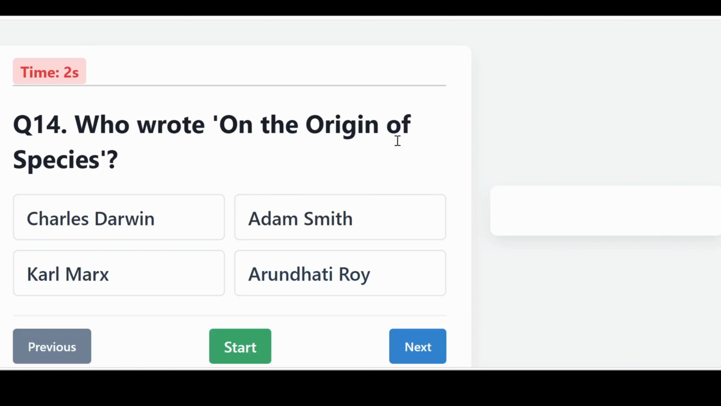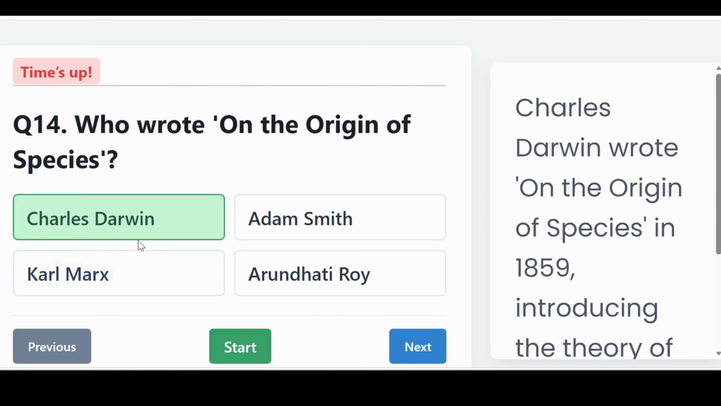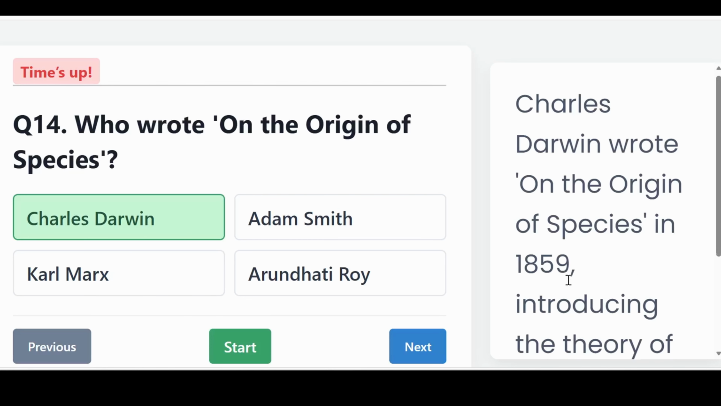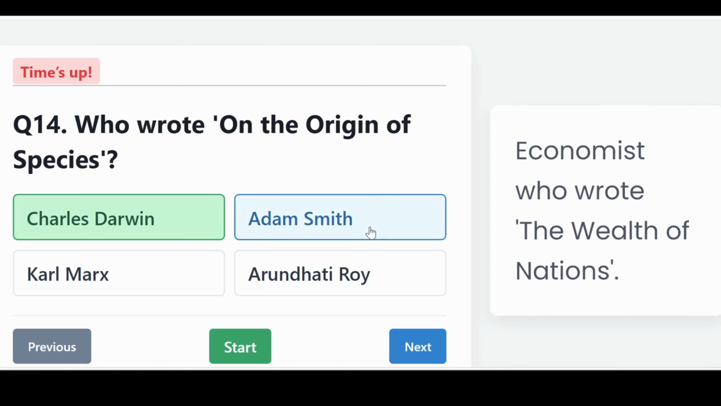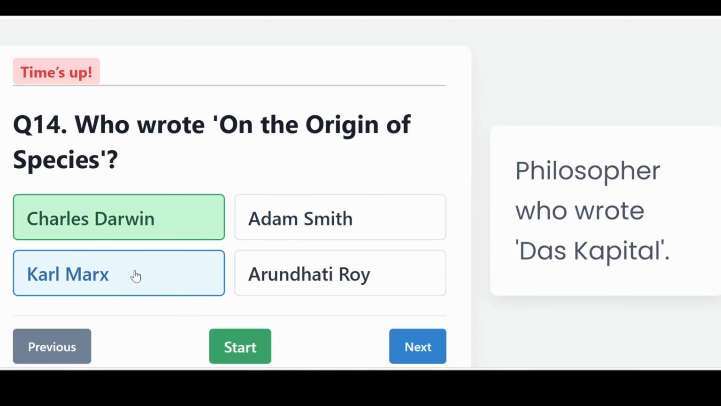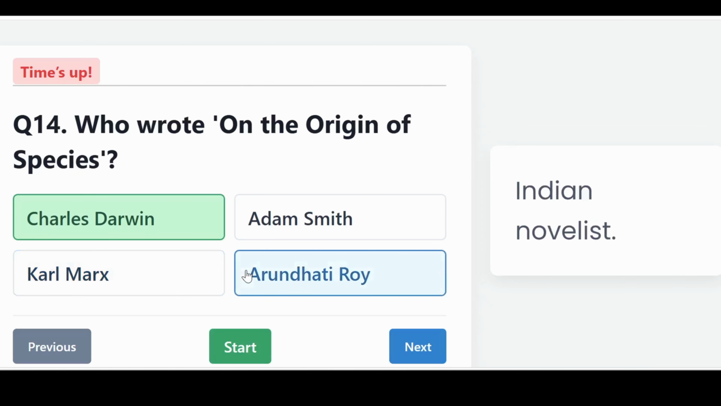Who wrote On the Origin of Species? Is it Charles Darwin, Adam Smith, Karl Marx, or Arundhati Roy? The correct answer, Charles Darwin. Charles Darwin wrote On the Origin of Species in 1859, introducing the theory of evolution by natural selection. Adam Smith, the economist, wrote The Wealth of Nations. Karl Marx, philosopher, wrote Das Kapital. Arundhati Roy is an Indian novelist.